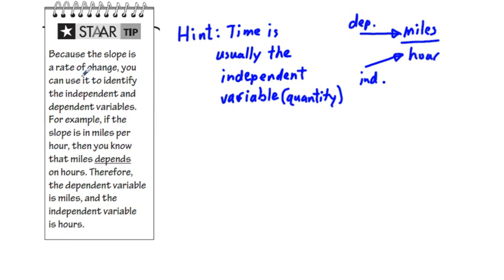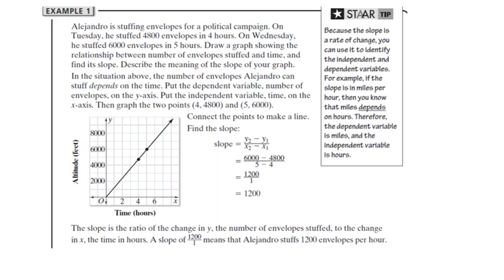And so using this rate of change, the number of miles you travel, if you're traveling 60 miles an hour, will depend on how many hours you travel at that rate. So if you travel 2 hours at 60 miles per hour, you'll travel 120 miles.